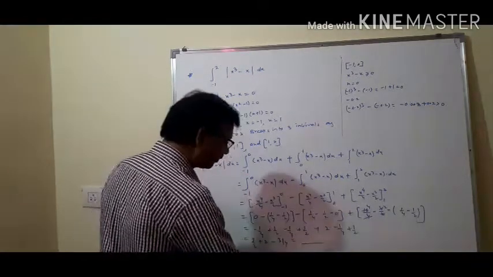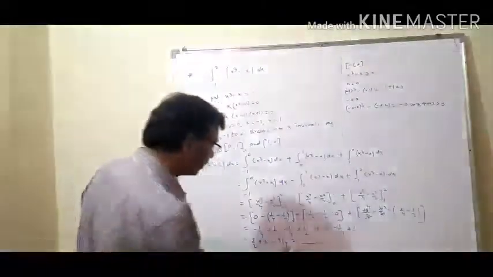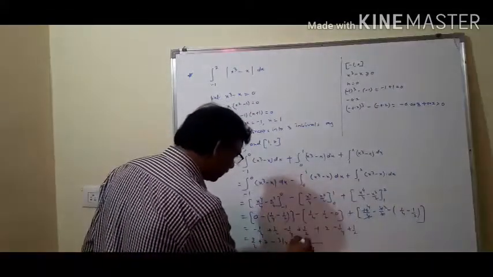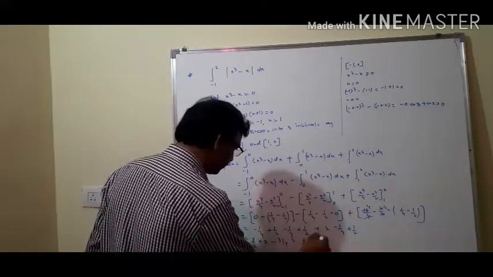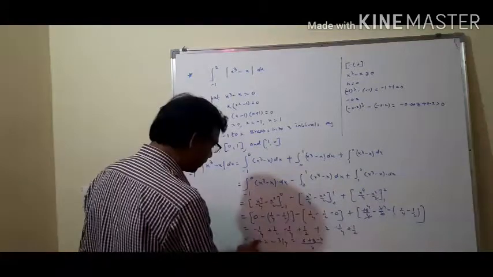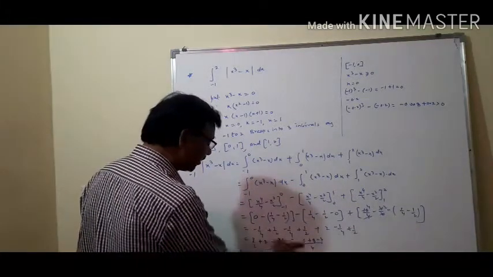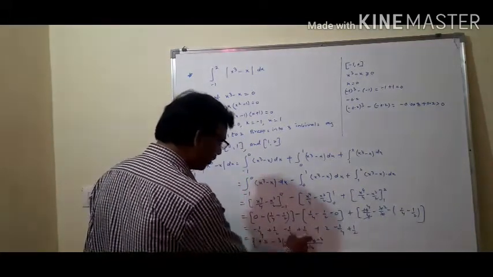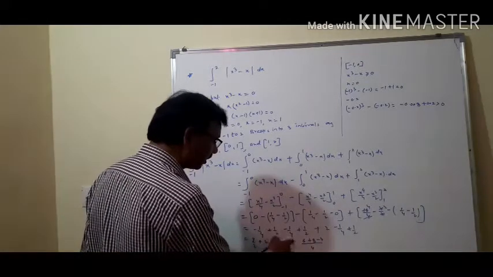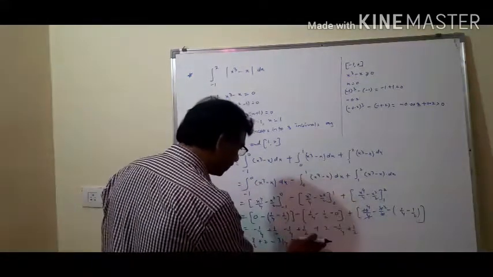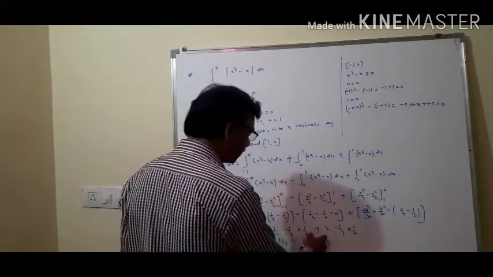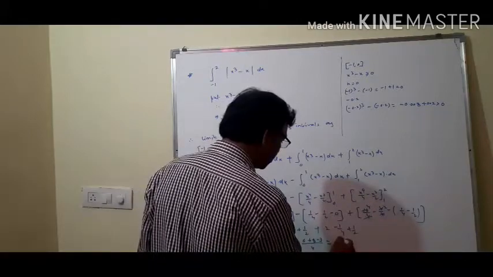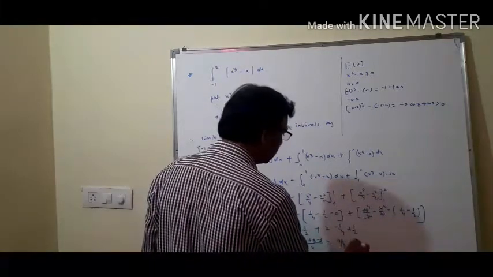LCM will be 4. So this will be 6 plus 8 minus 3, multiplying by 4 in this, so 6 multiplied by 4, 8 multiplied by 4, and this will be minus 3. This will be equal to 6 minus 3 is 3, plus 8 is 11, means 11 upon 4. This is the answer of this integration.